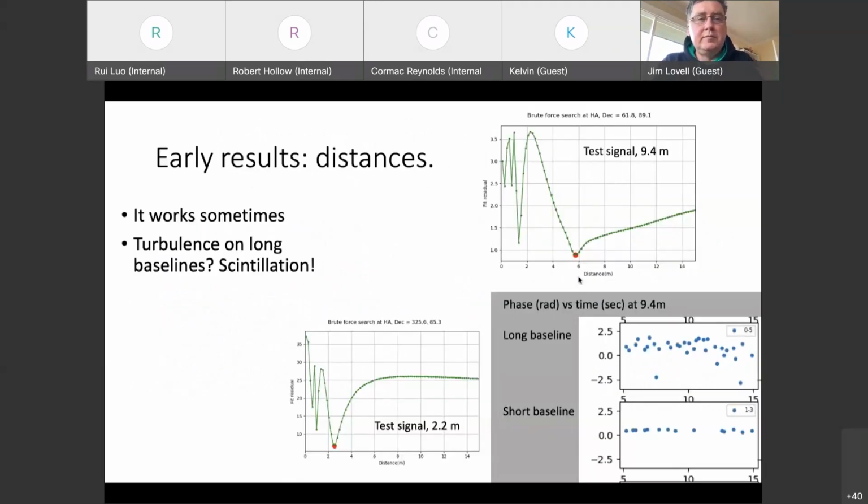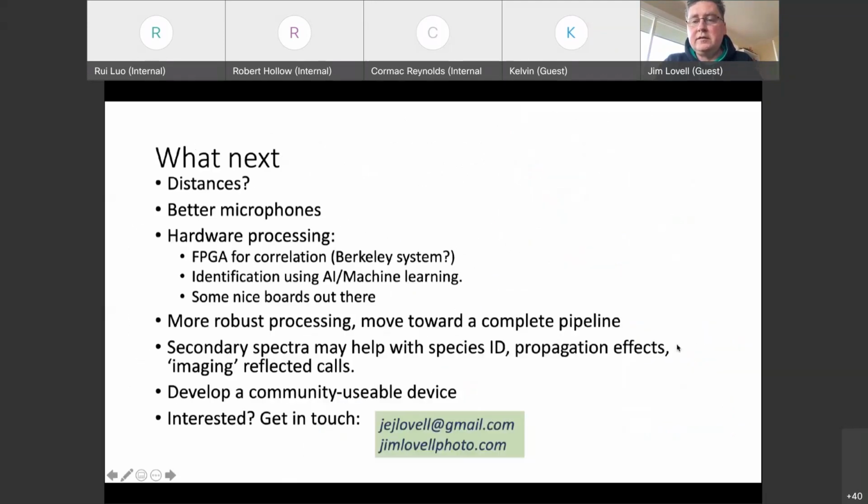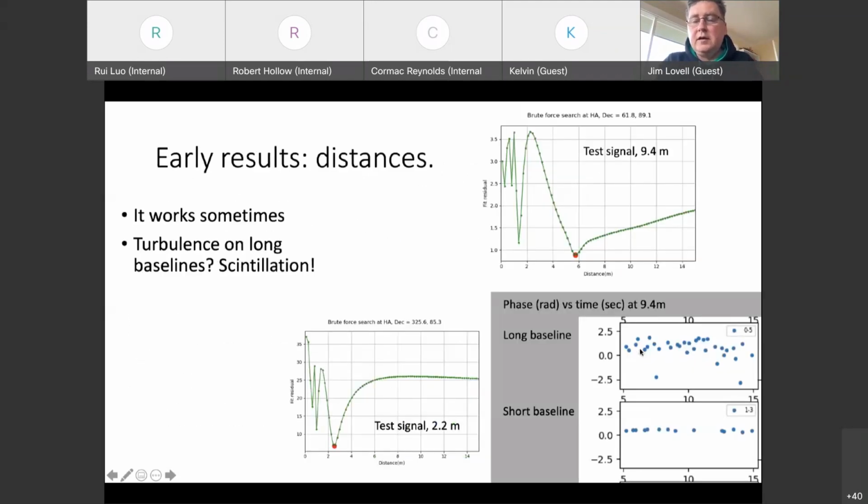And distances I'm still working on. It's interesting that at near distances, I'm getting quite good measurements. Far distances, not so good. And if you look at the phase noise on a long baseline in that configuration, you can see there's a lot more, and I need to do some work on that. But it's interesting that the long baselines have bigger phase noise. It probably indicates some sort of propagation effect, and presumably that's scintillation. So scintillation rears its head once more.